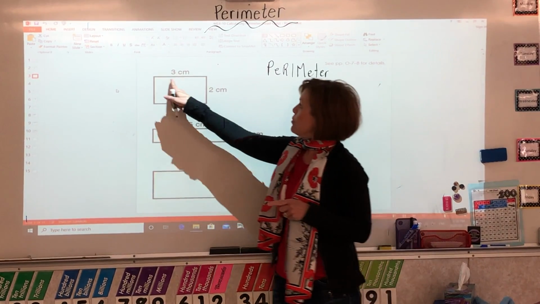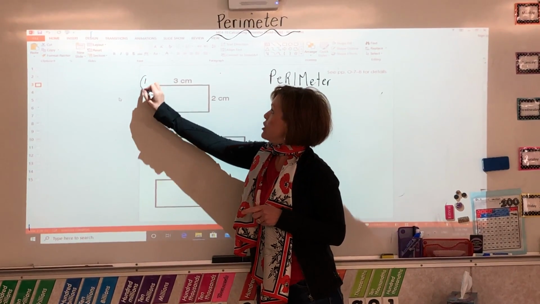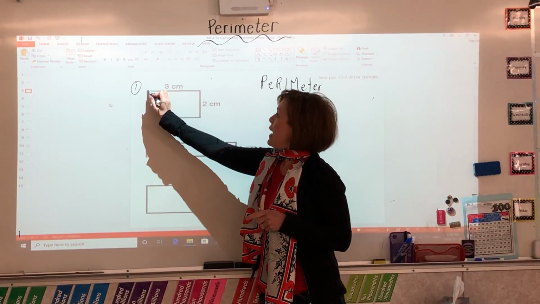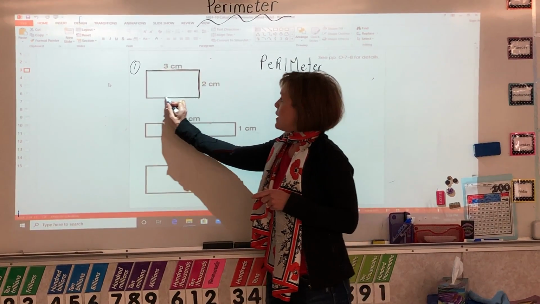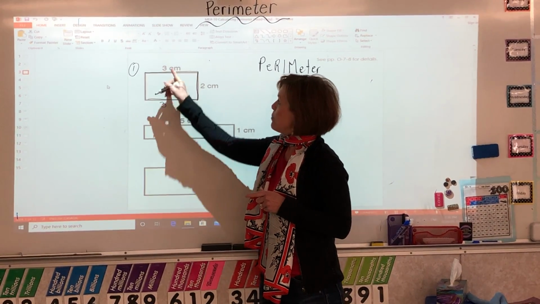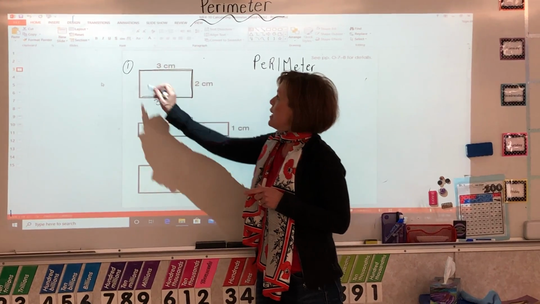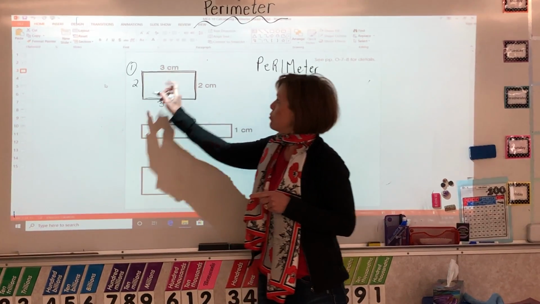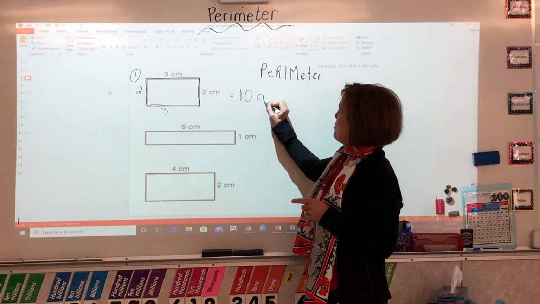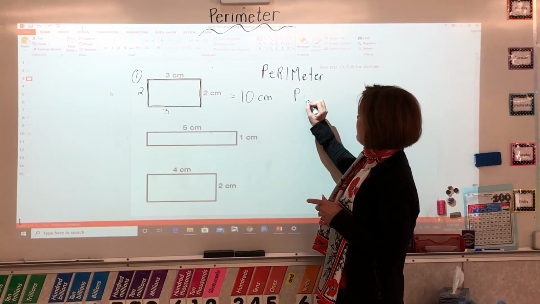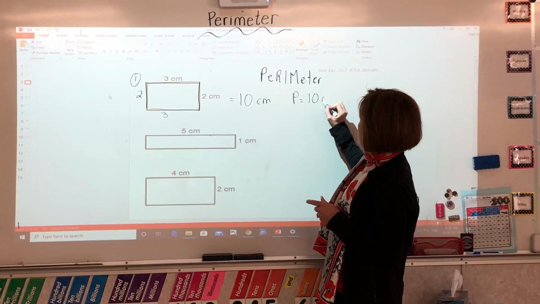So let's see, what is the perimeter of the first shape? Let's call it shape 1. Well, I'm going to add up this side, which is 3, this side, which is 2, this side again down here is 3, opposite sides are equal in rectangles, and another side of 2. And if you add 3 plus 3 plus 2 plus 2, you should get it equal to 10 centimeters. And you can even put capital P for perimeter equals 10 centimeters.